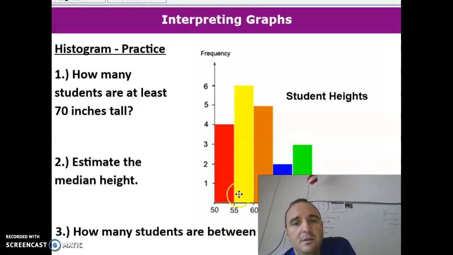Estimate the median. So 1 purple, 1 red. 3 of these, 3 red. 2 of these, 2 of these. And that leaves us right about 60. How many students are between 55 and 65? And that would be 6 here, 5 here, 11 total.